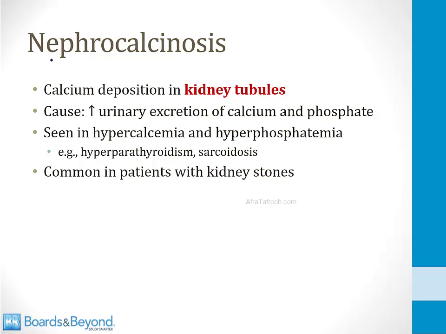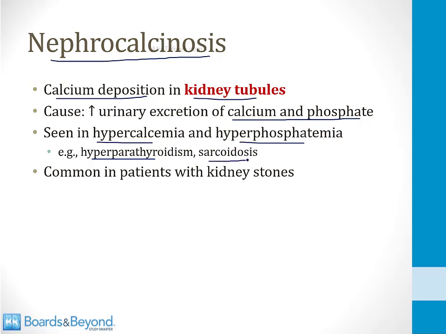Another clinical example is nephrocalcinosis, and as the name implies, this condition involves calcium deposition in the tubules of the kidneys. This is caused by high urinary excretion of calcium and phosphate, which favors the deposition of calcium in cells of the kidney tubules. This is seen in patients who have hypercalcemia and hyperphosphatemia, for example, patients with hyperparathyroidism or sarcoidosis. Most of these patients will also have kidney stones because anytime you have lots of calcium and phosphate in the urine, that leads to kidney stones.